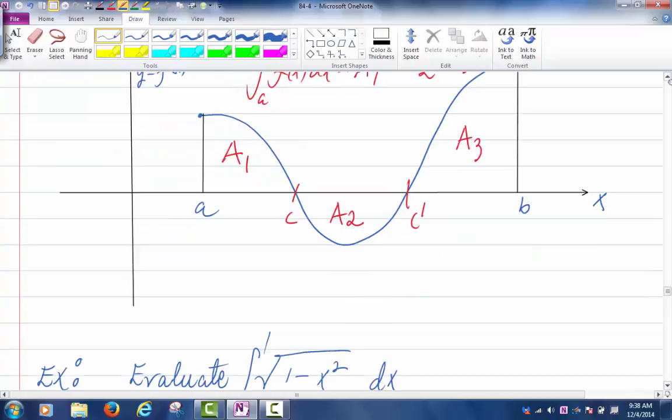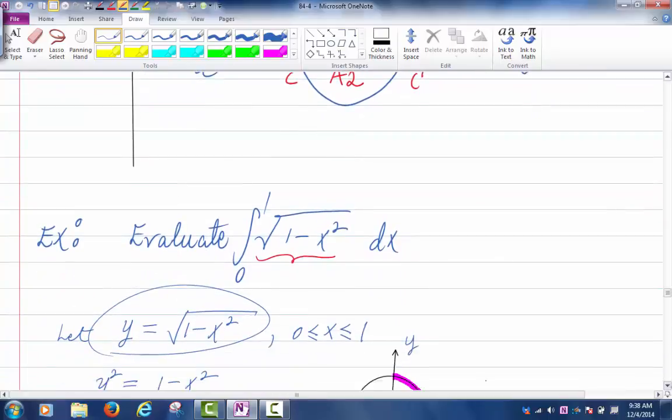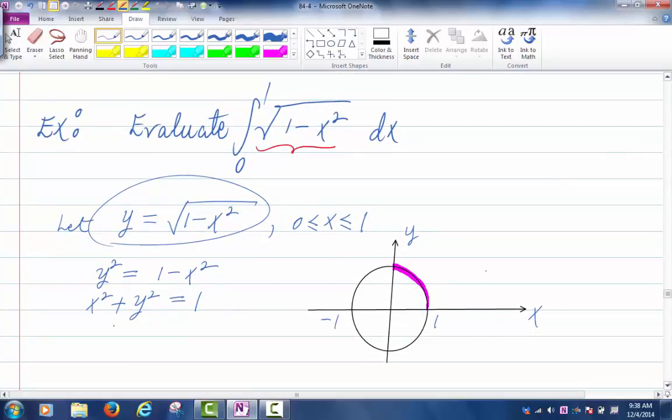Then what does the integral represent? The integral represents the area below the graph of the integrand above the interval from 0 to 1, right? Do I know what that area is? What is that area? Well, this is 1/4 of the area of the entire circle, right?